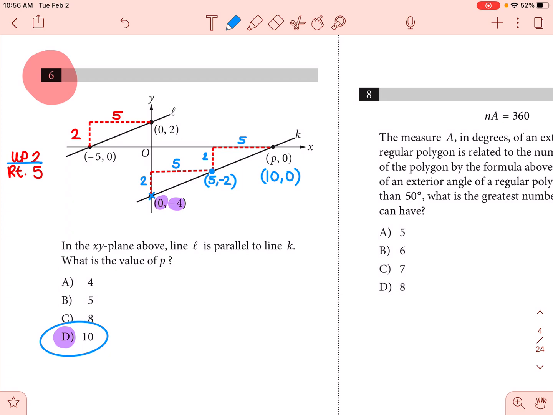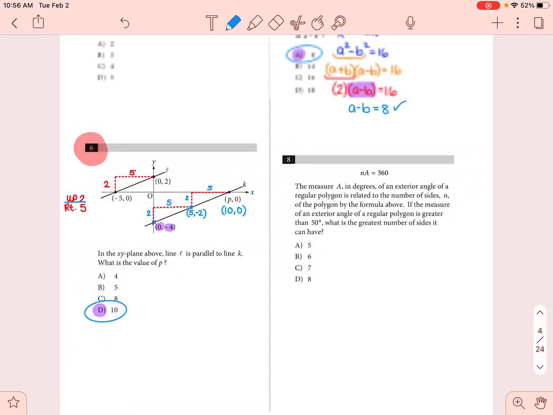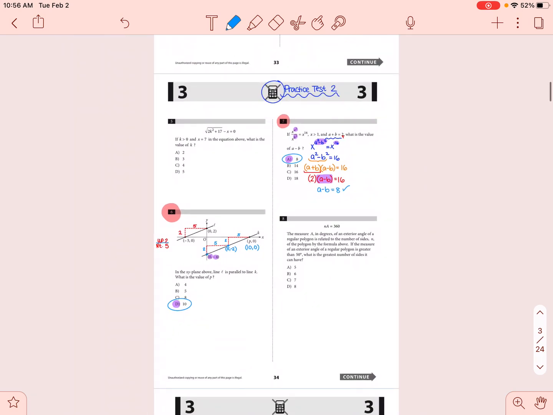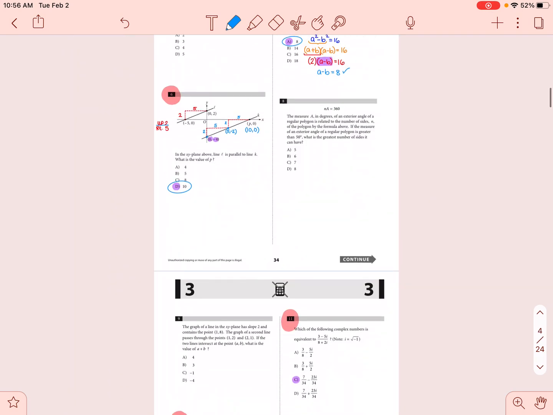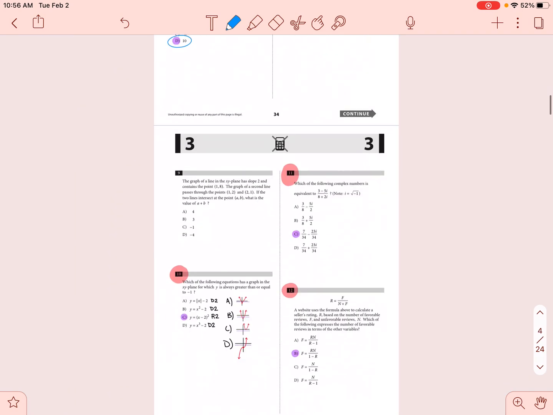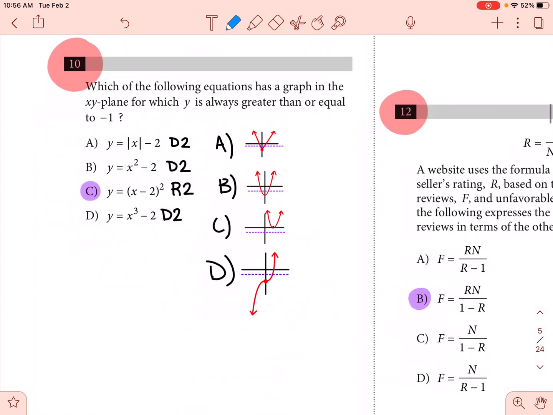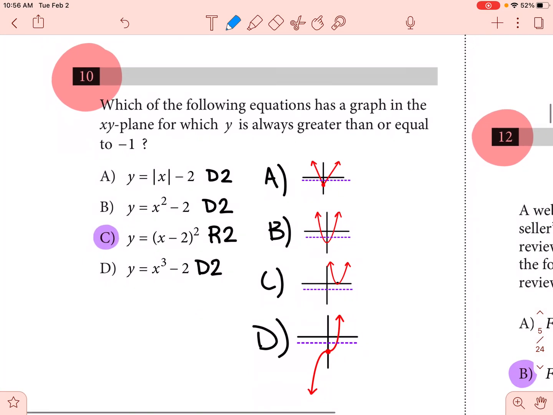So we did 7, and then we went back to 6, but now let's keep going, going over our next problem, which is number 10. So I took the liberty of drawing some things out for us to make this go a little bit quicker. But this says, which of the following equations has a graph in the xy plane for which y is always greater than or equal to negative 1?